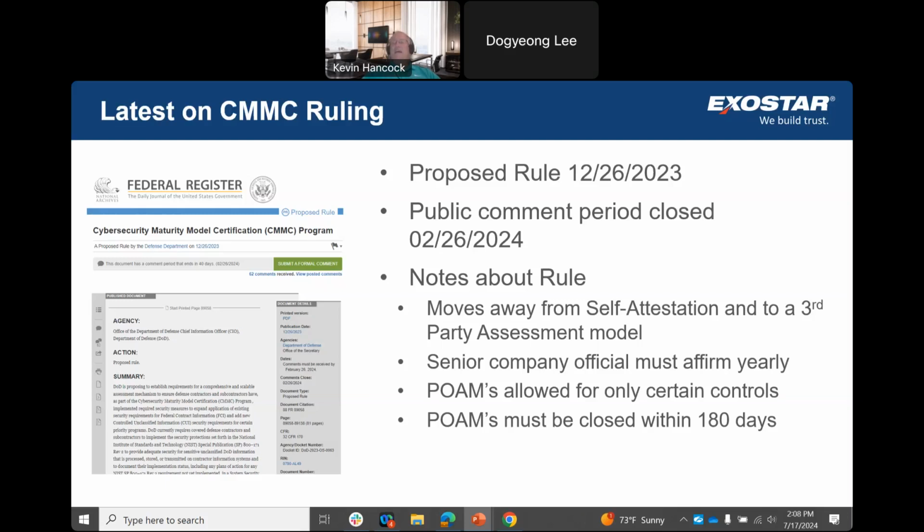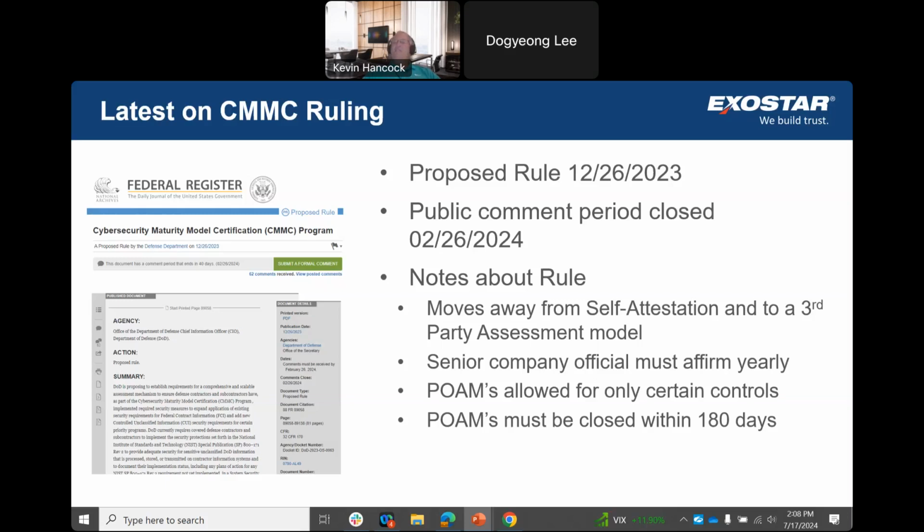It clearly calls out NIST 800-171 Rev 2, so revision 2. Earlier this year, a Rev 3 of NIST 800-171 was announced. However, in CMMC, it specifically calls out Rev 2, so please use those documents to understand the 110 controls that are necessary for you to adhere to. Every year, a senior company official is going to have to affirm that you continue to be compliant.